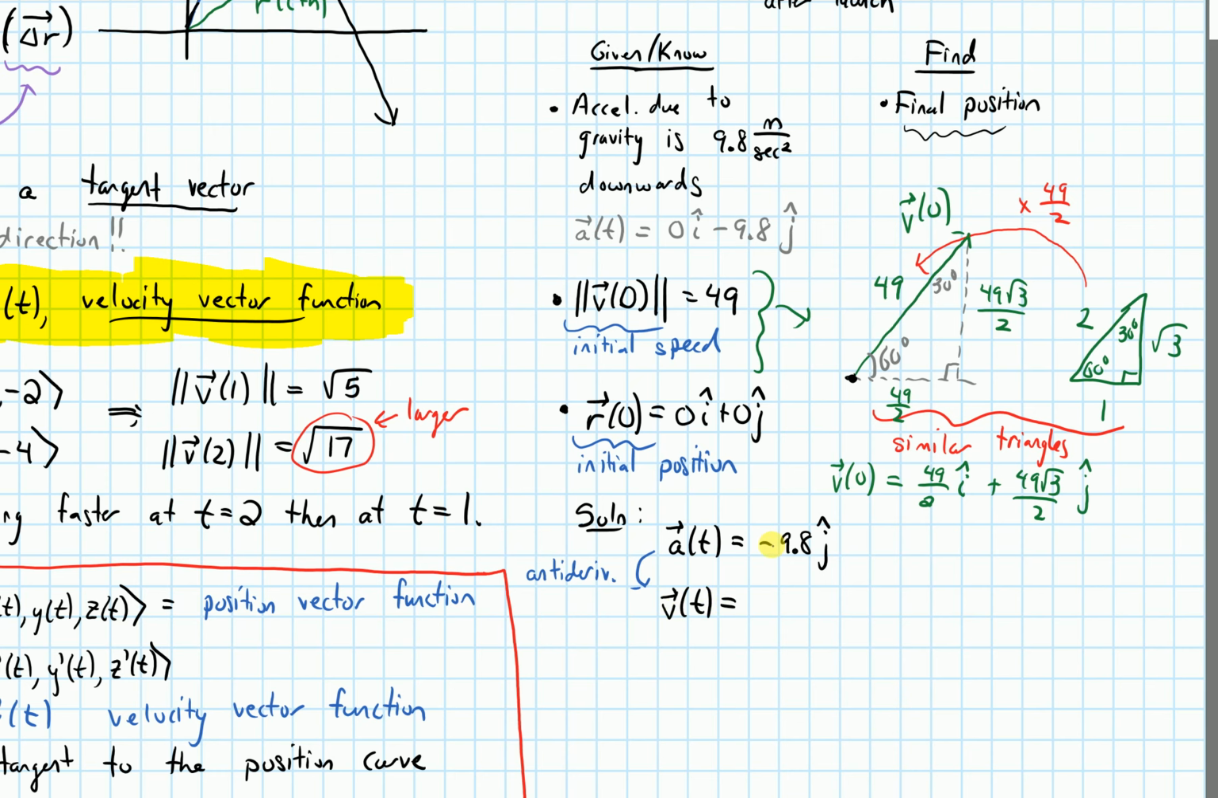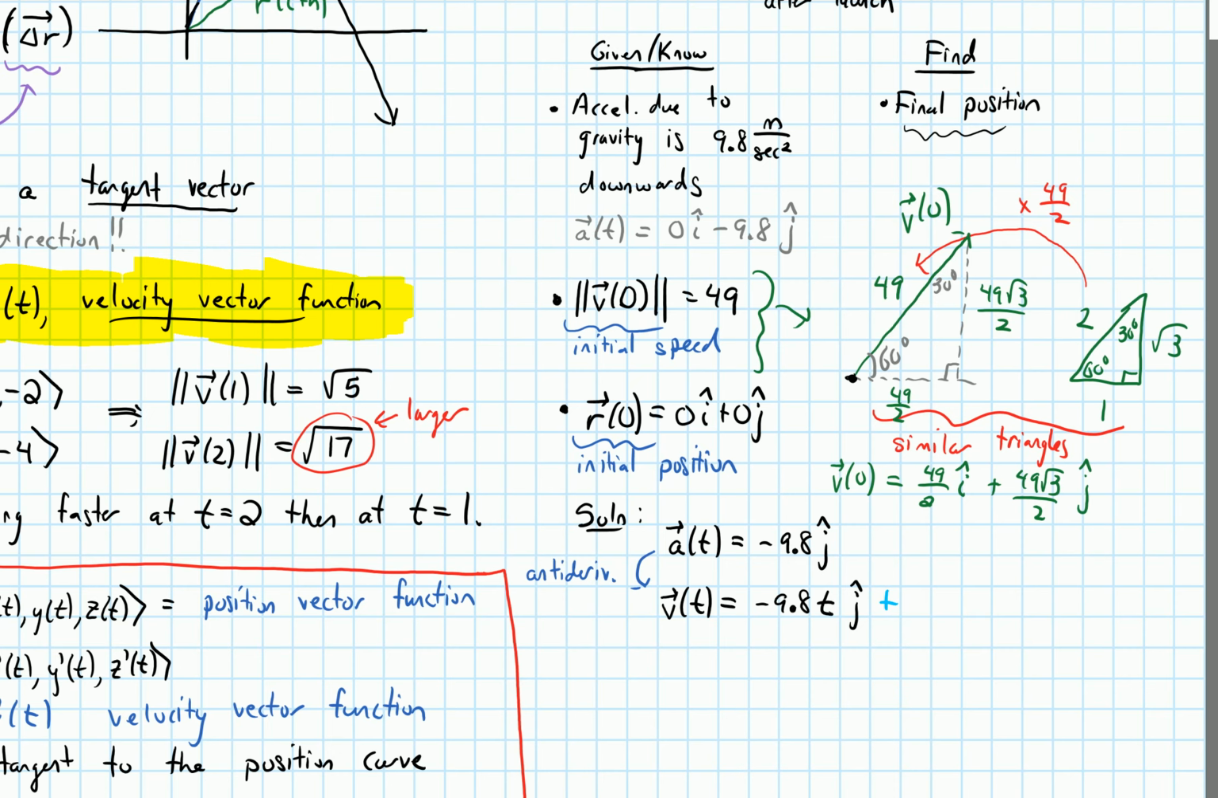Taking the antiderivative of a vector function is kind of like taking the derivative of one. You take the antiderivative component by component. So in this case, there's just a j component here, and that antiderivative would be negative 9.8t, and we'd still have j hat. And just like we're used to when we take antiderivatives from calculus, there's a plus c term.